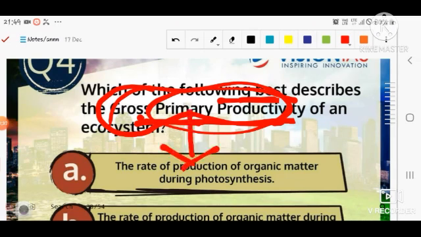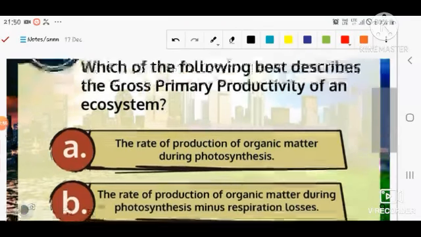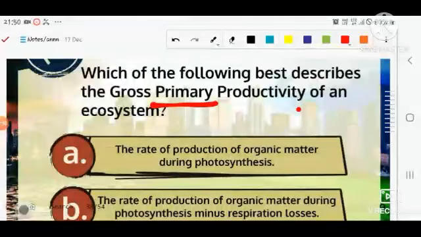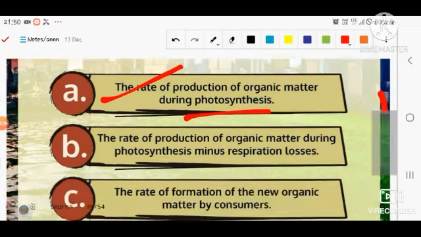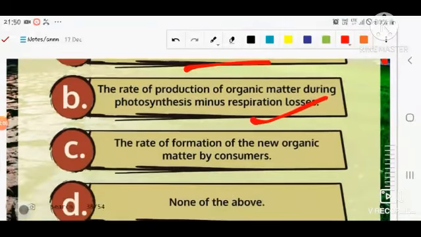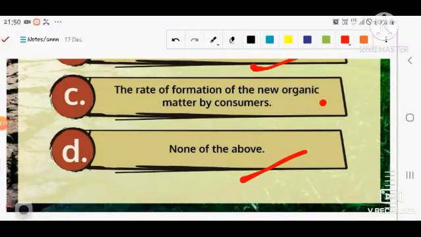It is the whole biomass that is produced by the producers, for example cyanobacteria, and photosynthesis in plants, trees, shrubs, herbs, all types of green plants. Photosynthesis can be found, and chemosynthesis can be found in smaller types of bacteria. Which of the following defines gross primary productivity? Number first, the rate of production of organic matter during photosynthesis. Number second, the rate of production of organic matter during photosynthesis minus respiration losses. Number third, the rate of formation of new organic matter by the consumer, or none of the above. So you have to tell the correct option here.